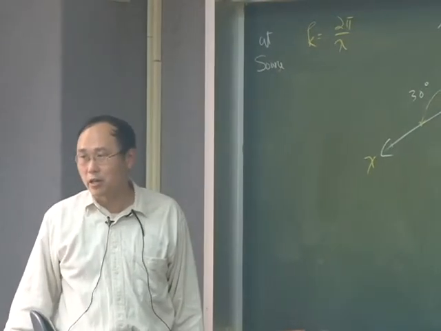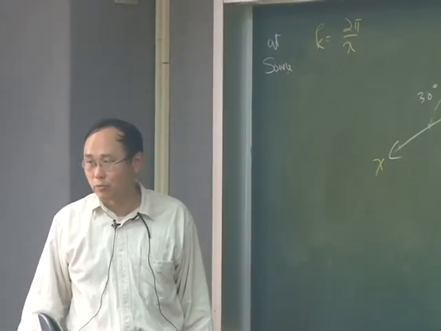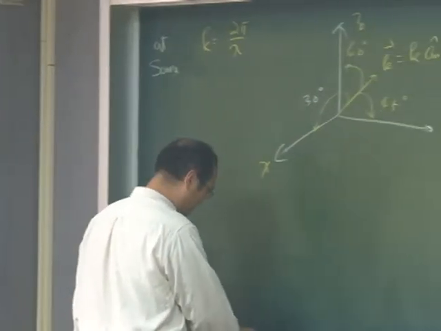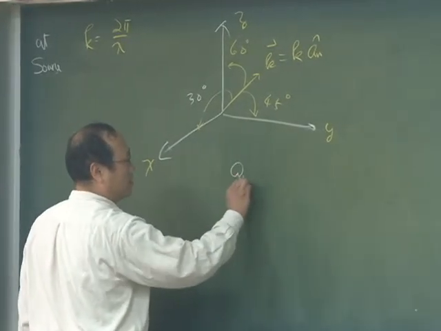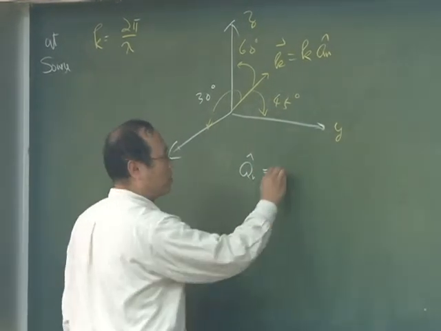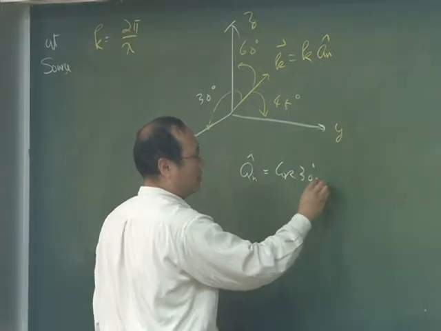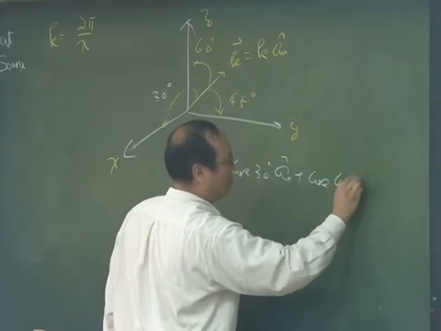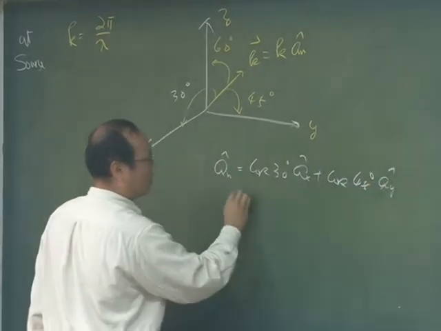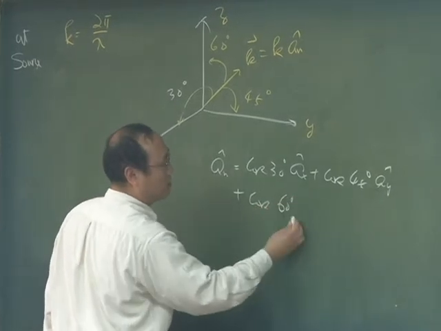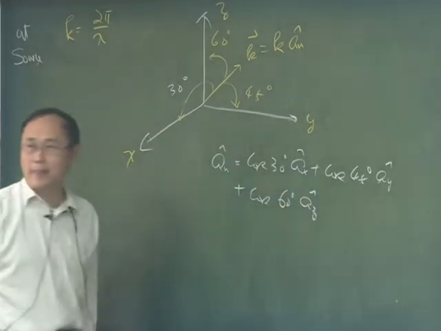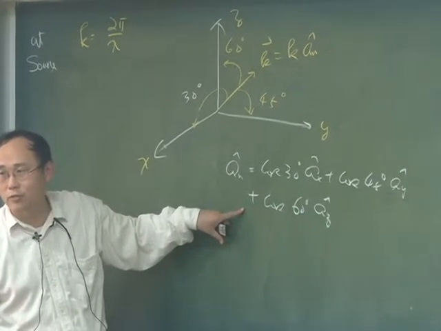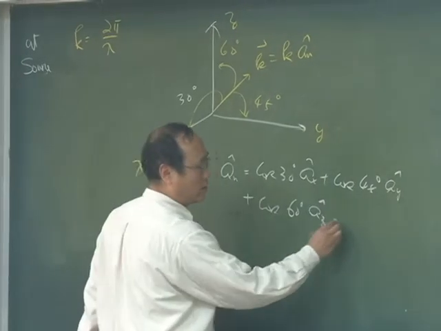Would you be able to write down the plane wave expression for this wave? You can do it, right? Because your an is equal to cosine 30 degrees along the x direction plus cosine 45 degrees along the y direction, and then cosine 60 degrees along the z direction. This is the direction of this unit vector, the wavefront direction of this wave. So this is easy, right?